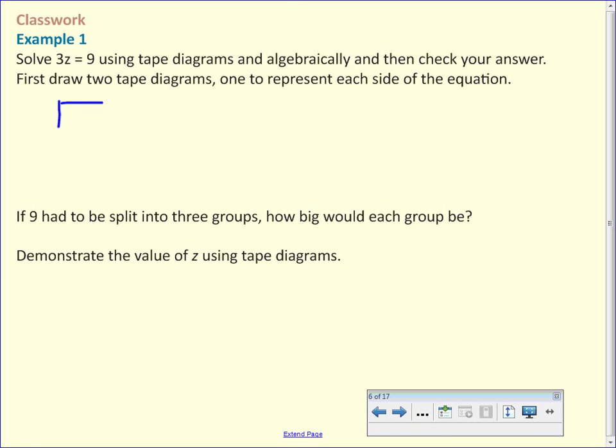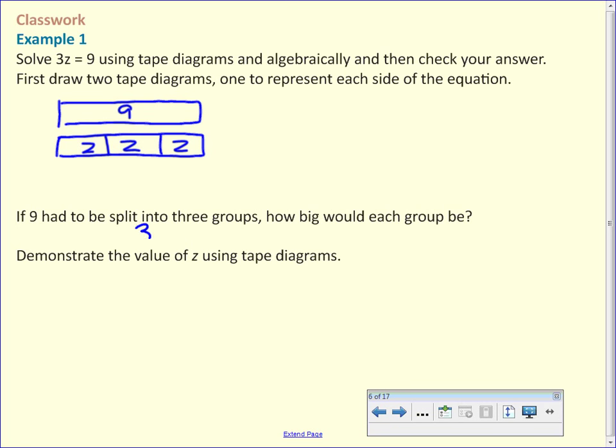Alright, so first I have 9. And what is equal to 9? 3z's are equal to 9. Now, if I wanted to take that 9 and split it into 3 groups, so it matches the other tape diagram, how big would each group be? 3. Yeah, it wasn't a trick question. 3.